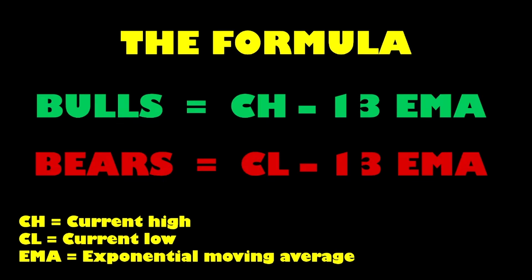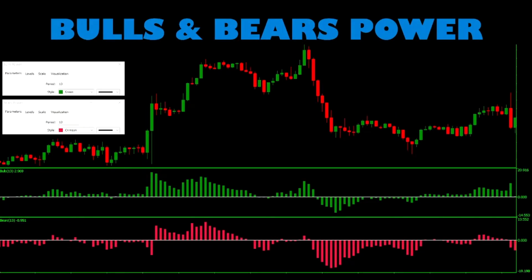For the bulls power, the final value is derived from subtracting the value of a 13 period exponential moving average from the high in price for the current period. Symmetrically, the bears power subtracts the value of a 13 period exponential moving average from the low in price for the current period. Here's what they look like beneath the typical price chart.